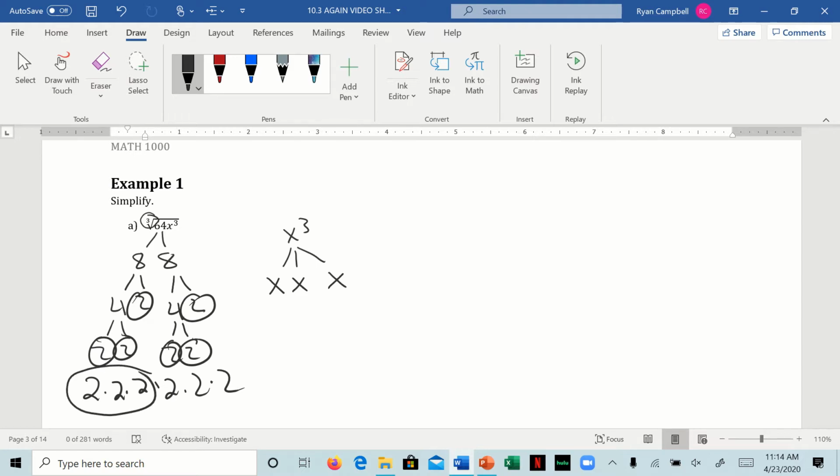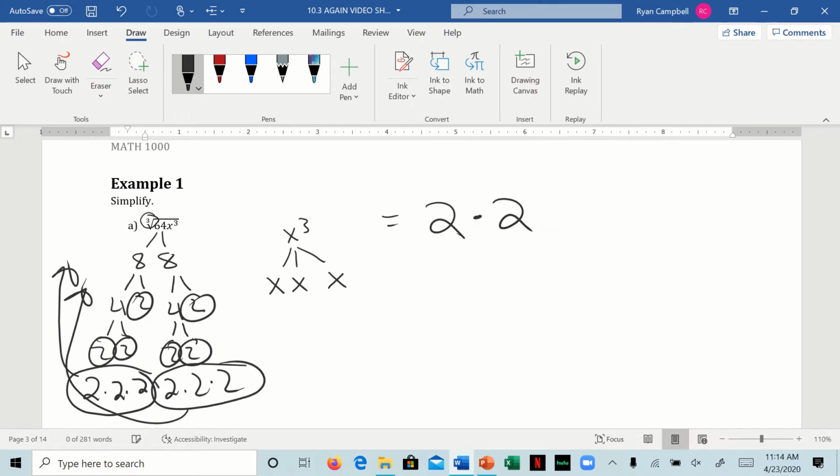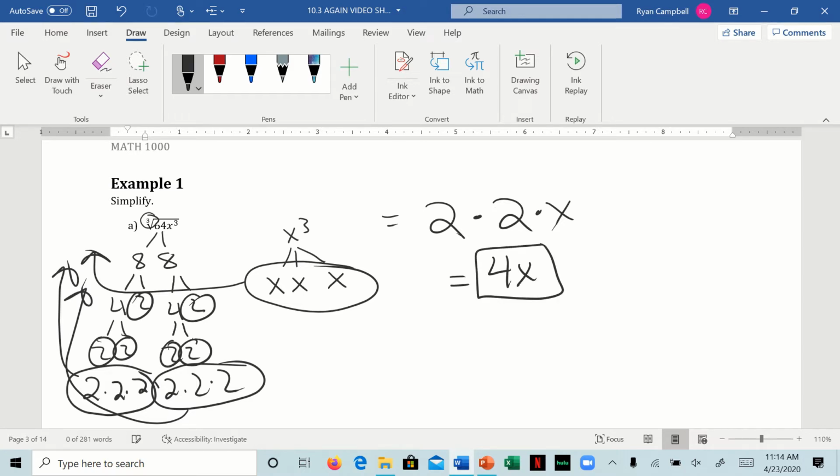So here's one group of 2's, so a 2 is going to come out. Here's another group of 2's, so a 2 is going to come out. Remember, we're going to multiply these. And then here's a group of x's, right? 3 x's, so an x comes out. And there's nothing left. So we see that that answer is going to be just 4x.